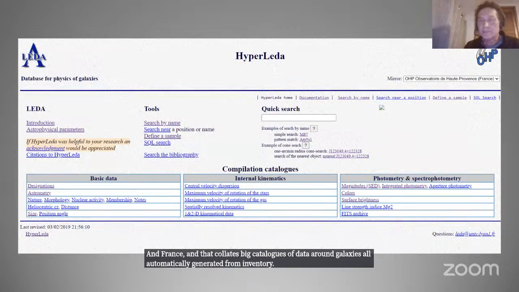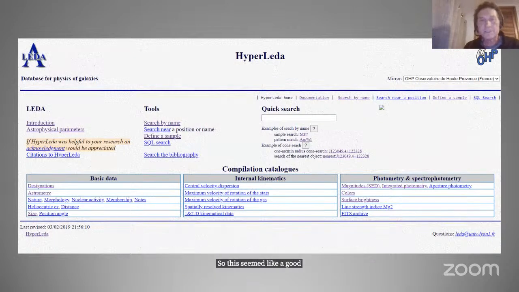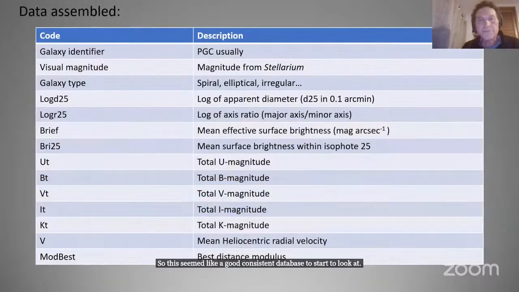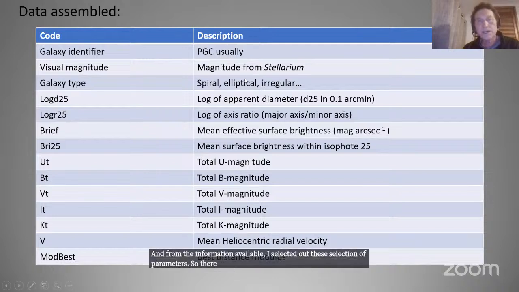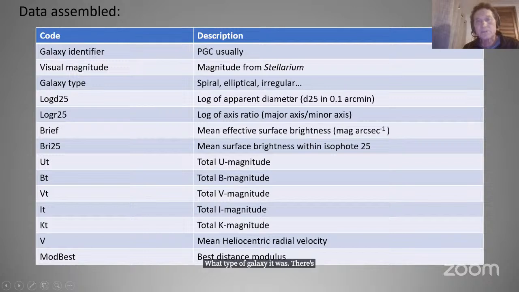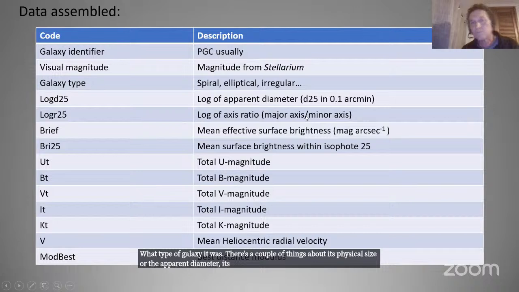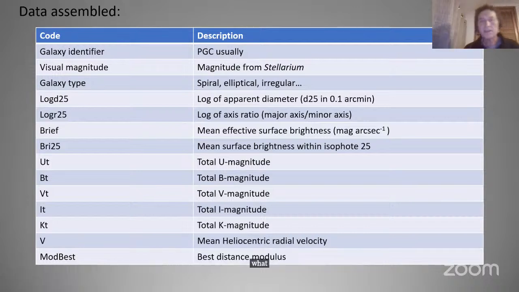So it seemed like a good, consistent database to start to look at. And from the information available, I selected out this selection of parameters. So there's some basic stuff around what type of galaxy it was. There's a couple of things about its physical size or the apparent diameter, its axis ratio, what sort of angle it is onto us.